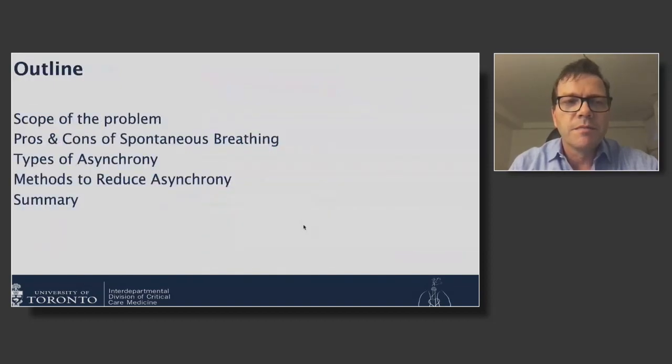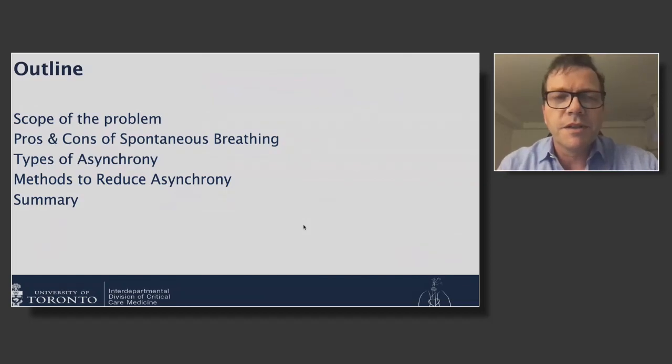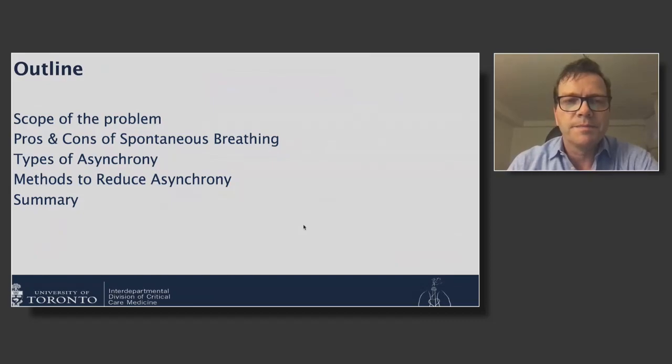Here's what I want to talk about. How much spontaneous breathing is going on. Talk about some pros and cons of spontaneous breathing, particularly in patients with acute respiratory distress syndrome or COVID-19. And then we'll get to the point where, when you talk about spontaneous breathing, now you have to start thinking about synchrony, and is the ventilator working with the patient? So we'll talk about steps to recognize that, and then some methods to reduce asynchrony, make the patient more synchronous with the ventilator, and then sum up.